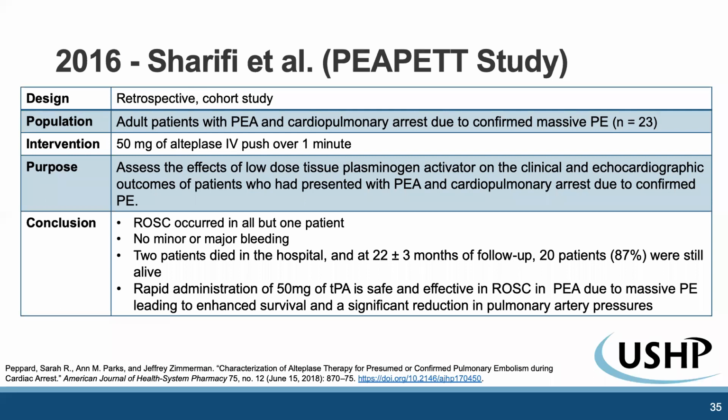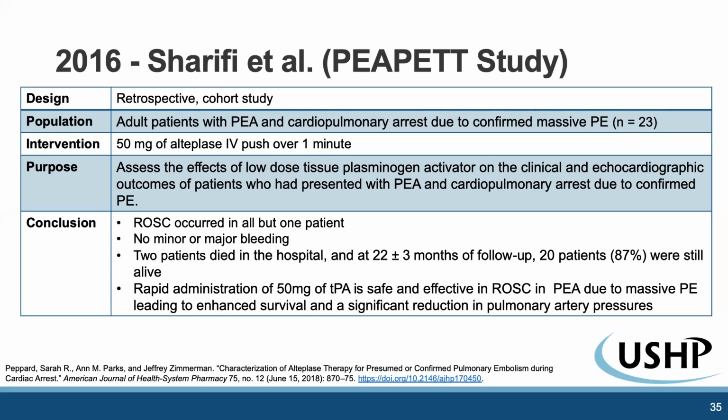And so the purpose here was to assess the effect of low-dose tissue plasminogen activator on the clinical and echocardiographic outcomes of patients who presented with PEA and cardiopulmonary arrest due to confirmed PE. And so in conclusion, researchers found that ROSC occurred in all but one patient, and they found that no minor or major bleeding occurred in this patient population.